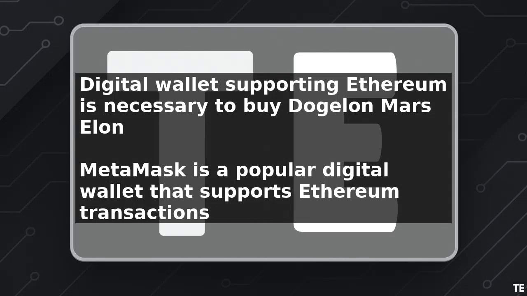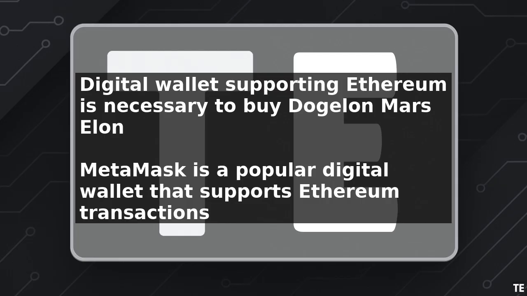To buy Dogelon Mars ELON on Uniswap, you will need a few basic tools. First, you need a digital wallet that supports Ethereum, such as MetaMask. If you do not have one, you can download and install it from the official website.